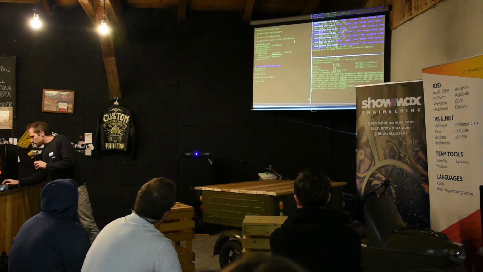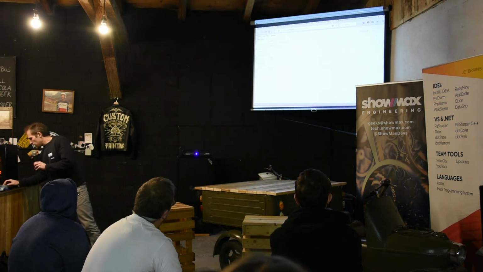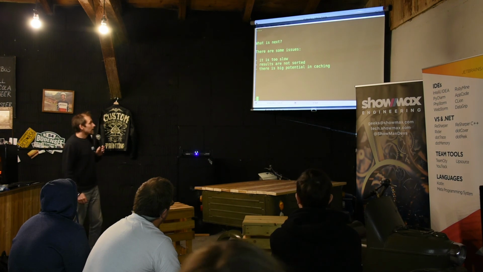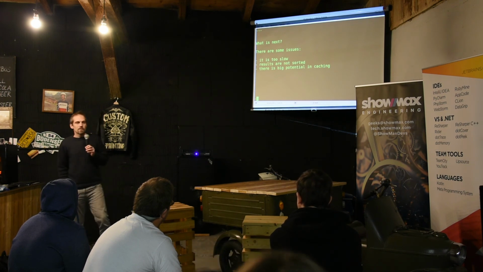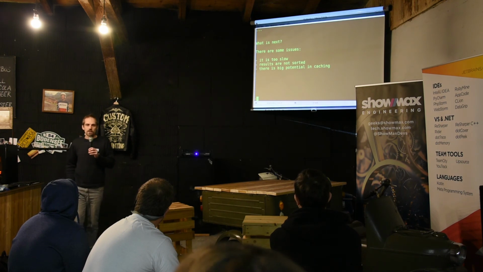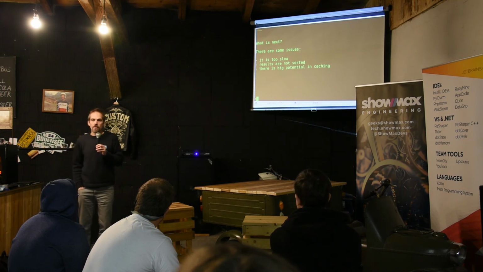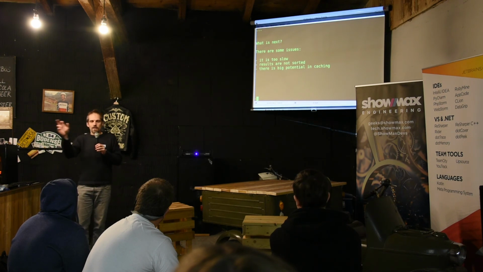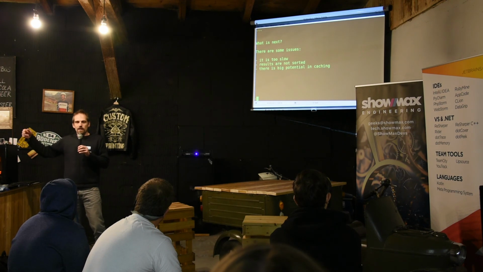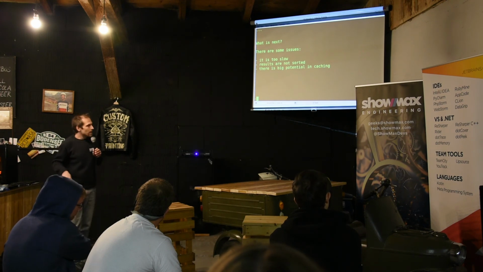And that's it. What's next? There are some issues. For example, it is still too slow, the results are not sorted, and there is big potential in caching because the data are changing only once a month. So it should have an expires header with the next date and time of the update.